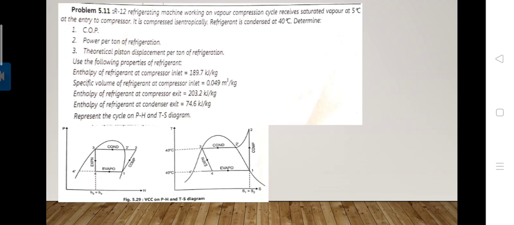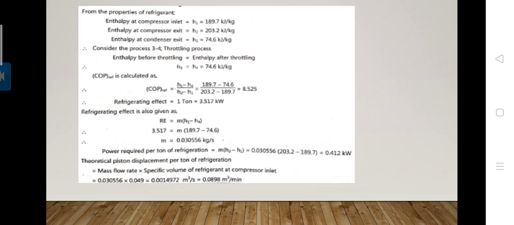Here we have to draw the representation on the pH and TS diagrams. We already discussed the pH and TS diagrams. Now we have to calculate the COP, power per ton of refrigeration, and theoretical piston displacement per ton of refrigeration.